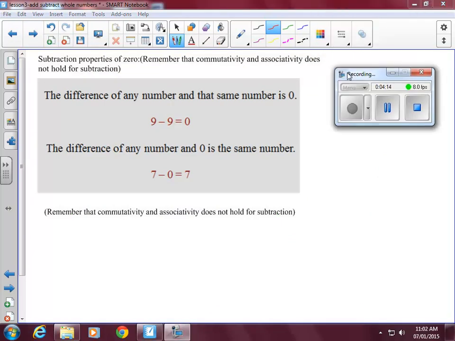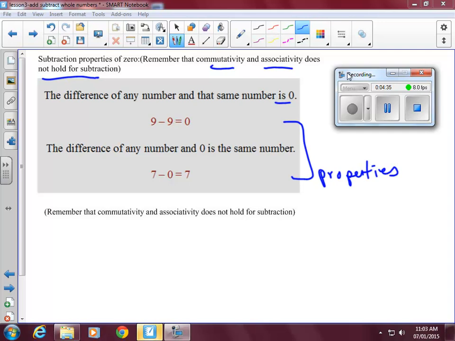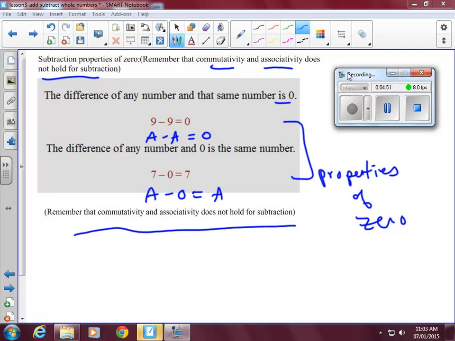I wrote out that reminder there. Remember that commutativity and associativity do not hold for subtraction. The difference of any number and that same number is 0. So subtraction really doesn't have a lot of properties other than some properties of 0. There's no fancy name for these other than properties of 0. It's really any number minus itself gets you to 0, and any number minus 0 gets you back to itself. And again, just a recall that commutativity and associativity do not hold for subtraction.